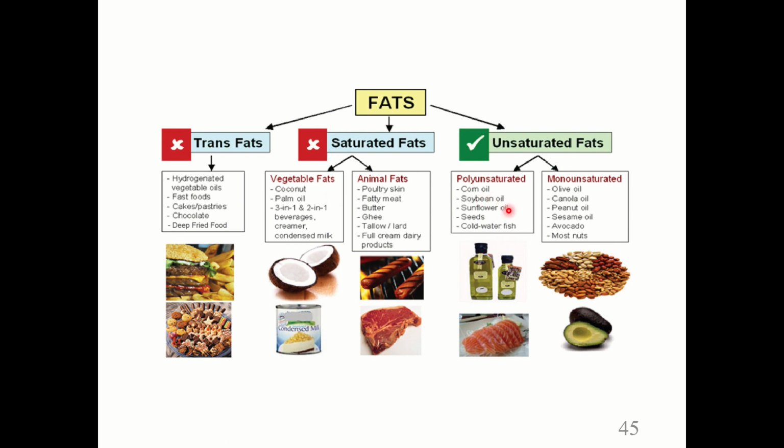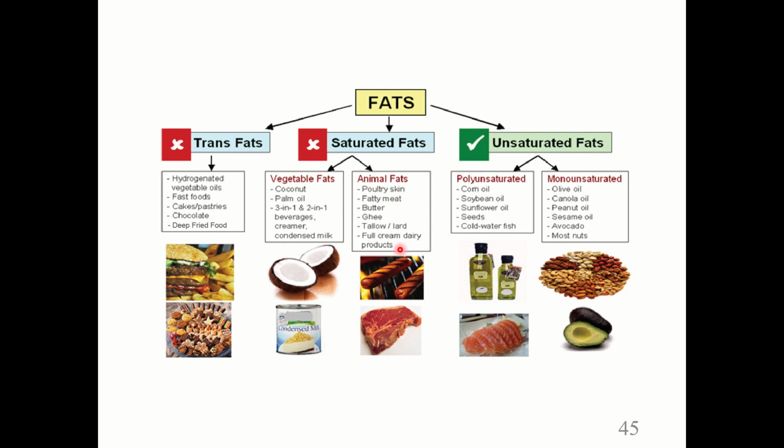Monounsaturated and polyunsaturated fats are healthy for you, and they include oils. These help to decrease inflammation in our bodies and can decrease the risk of heart disease. Saturated and trans fats do the opposite. They increase inflammation in our bodies and can increase the risk of heart disease.